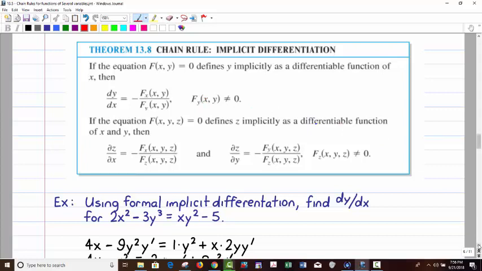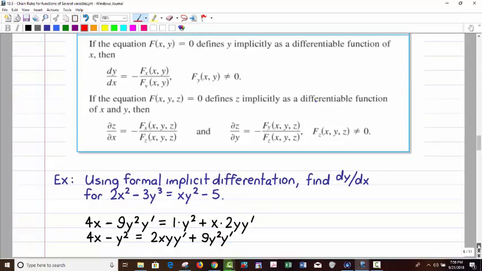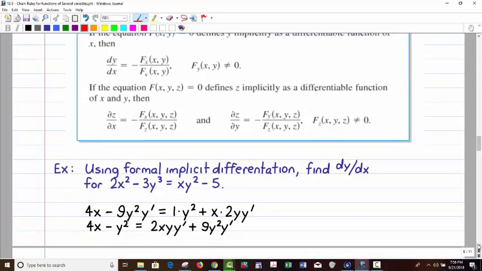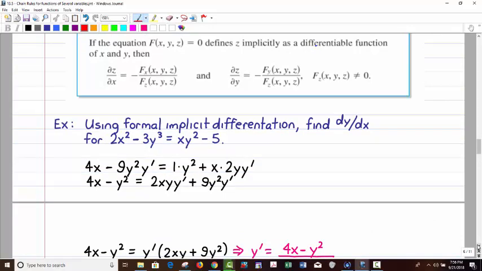Let's see what we have here. Let's do this one, then I'll come back and look at the next rule. Let's wait till we try this one out. Now this first example, I'm showing you how to do formal implicit differentiation like it would have been done back in Cal 1. I'm just showing you how it would have been done, and then I'm going to show you how it's done using this rule that uses partial derivatives.